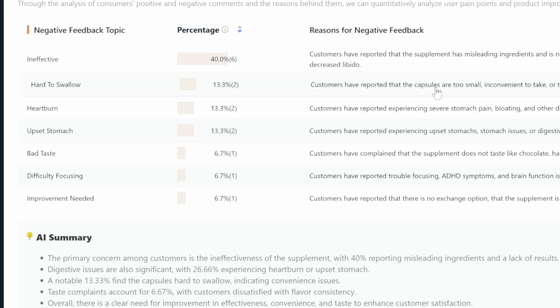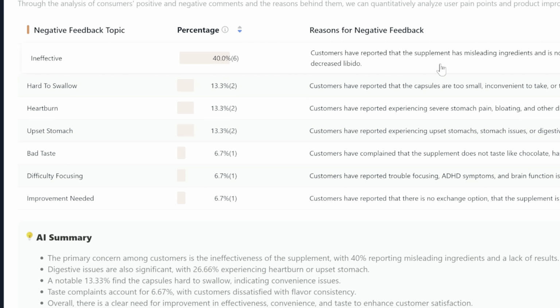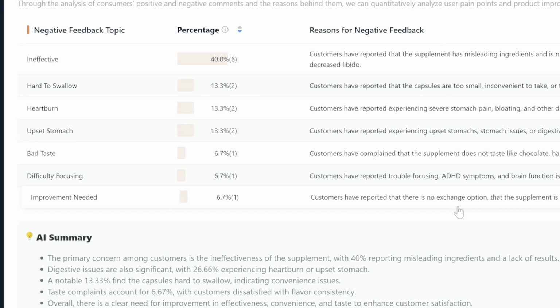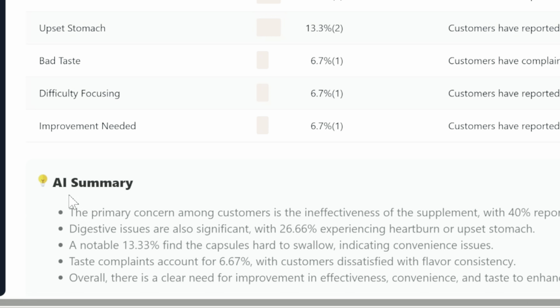So some people, 13.3%, are finding it hard to swallow. The pill is too big, the capsule is too big. Some people are experiencing heartburn, upset stomach. So these are the reasons for the negative feedback. And this is something that the seller has to address. At the bottom of each section, where relevant, you will find an AI summary, which is quite helpful.